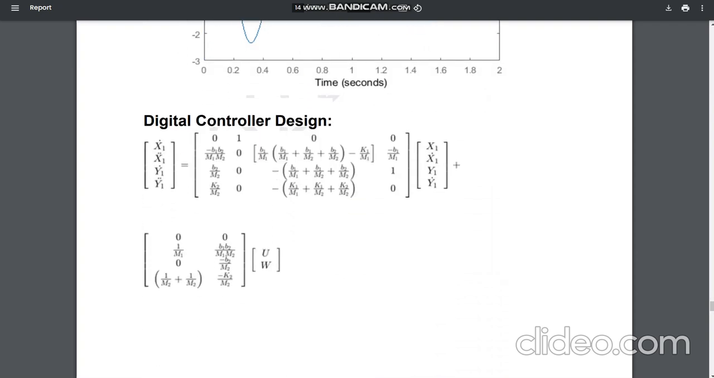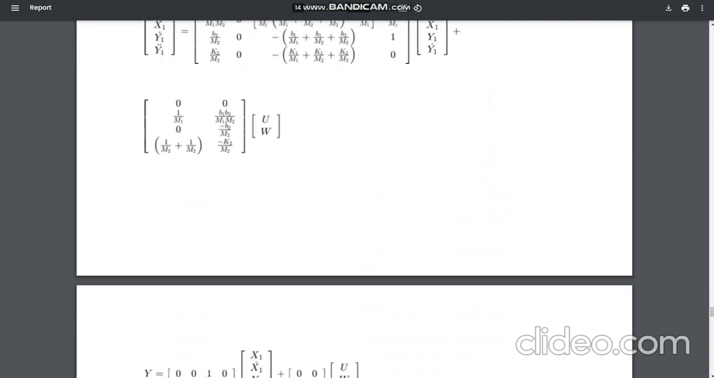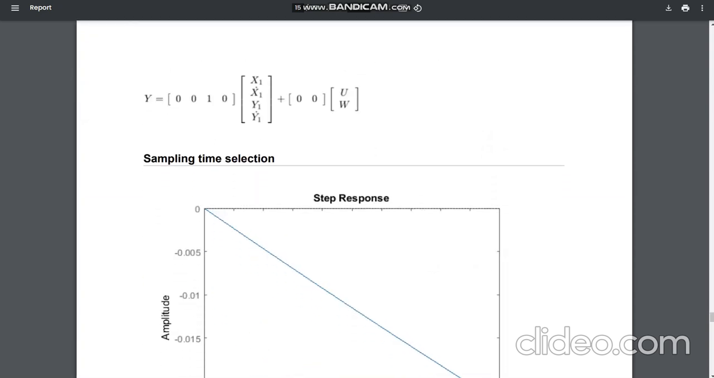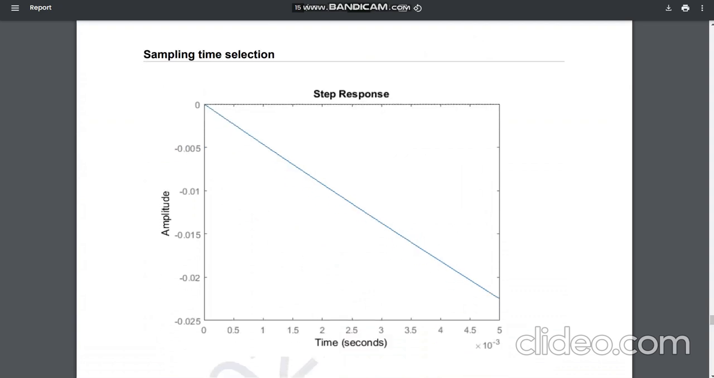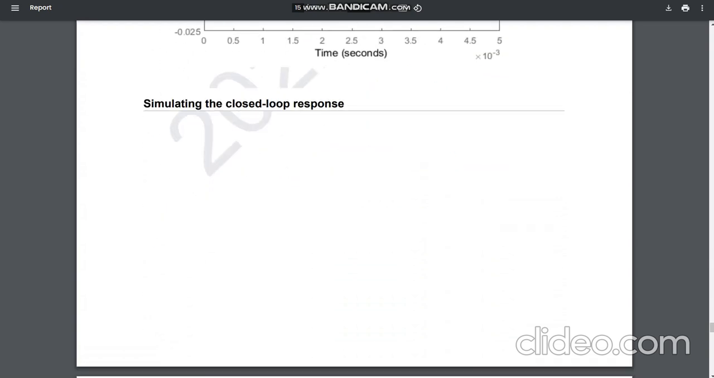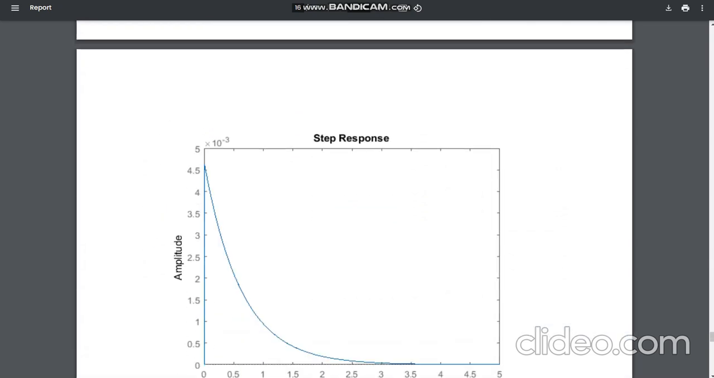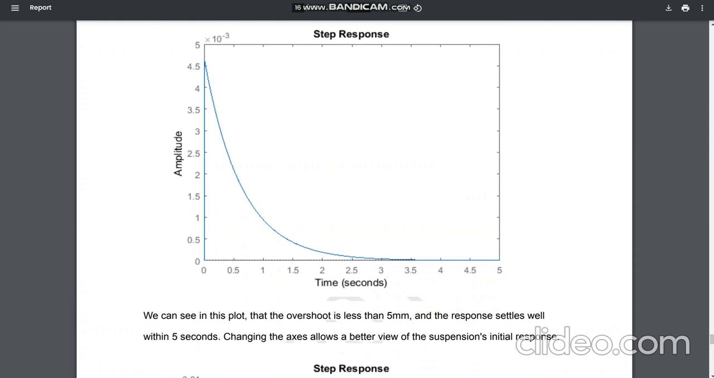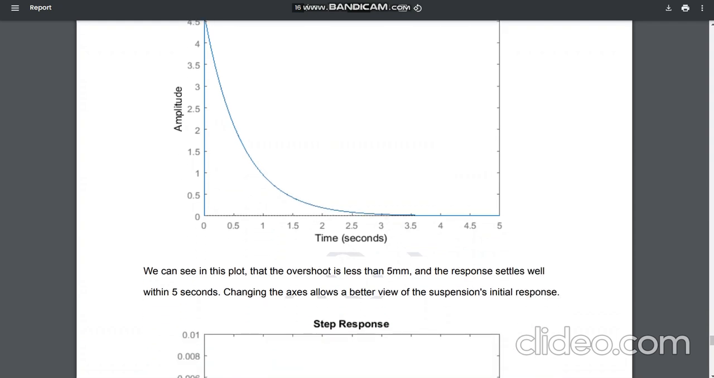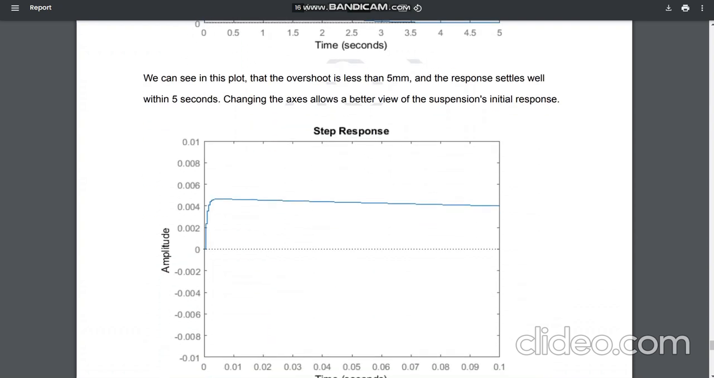We can also see the digital controller design like this. The sampling time selection and the step response of the suspension system are like this. This is a negative linear, and the simulation of the closed loop response output is like this. We can see in the plot that the overshoot is less than 5 millimeters and the response settled well within 5 seconds. Changing the axis allows a better view of the suspension's initial response.